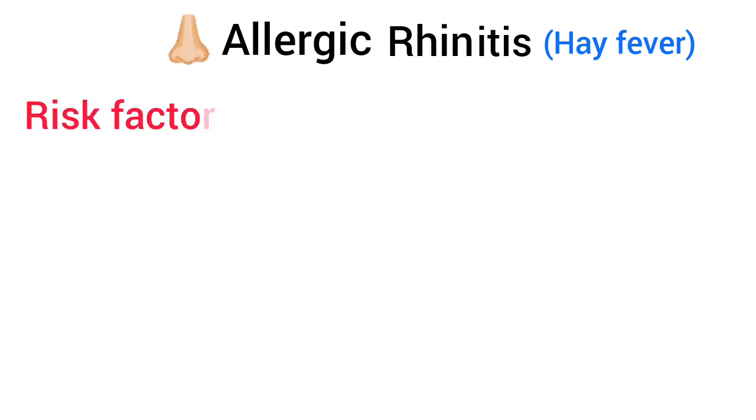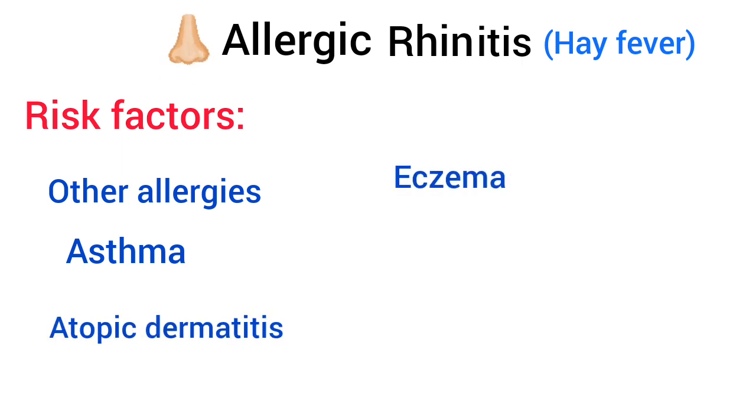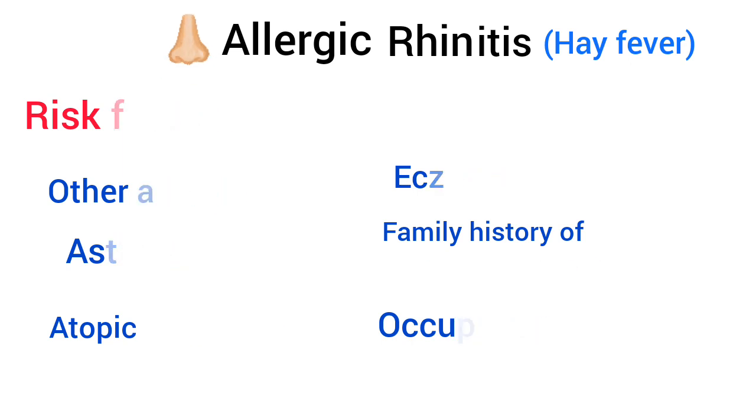So these conditions can increase your risk of developing hay fever or allergic rhinitis: having other allergies or asthma, having a condition called atopic dermatitis or eczema, which makes your skin irritated and itchy, having a family history such as a parent or sibling with allergies or asthma, and living or working in an environment that constantly exposes you to allergens such as animal dander or dust mites.